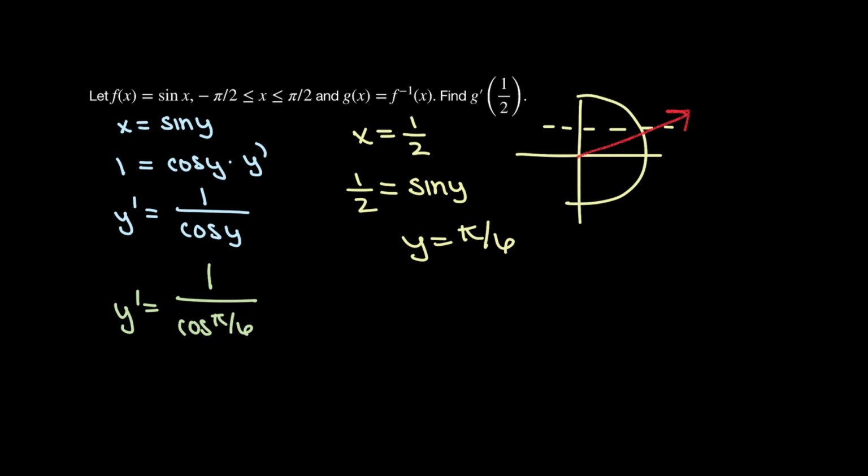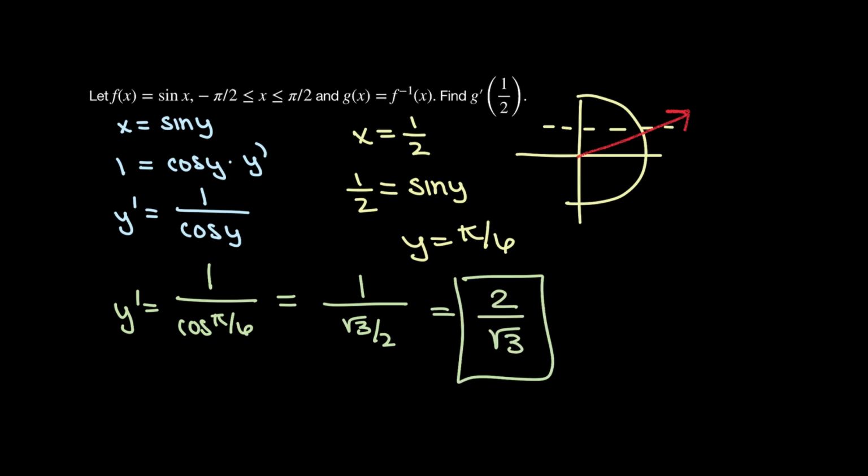Plugging that into my derivative, I get 1 divided by cosine of pi over 6, or 1 divided by root 3 over 2, or 2 divided by root 3. And that's the derivative of the inverse sine, basically. That's my derivative of the inverse of sine of x.